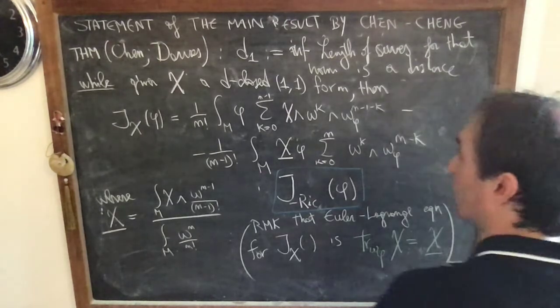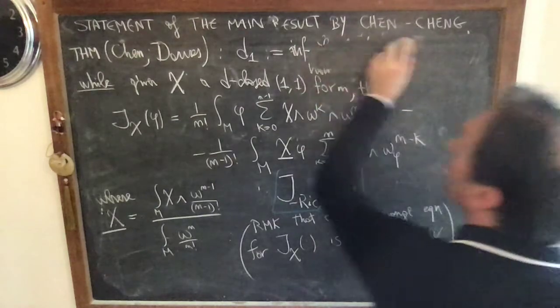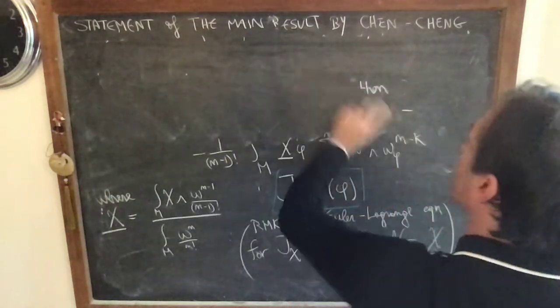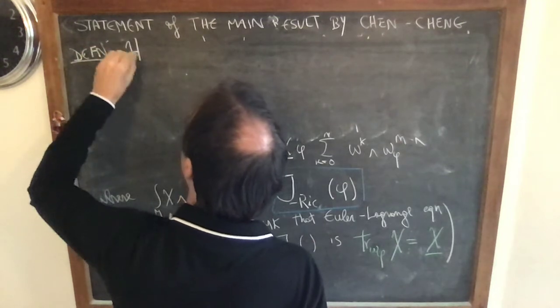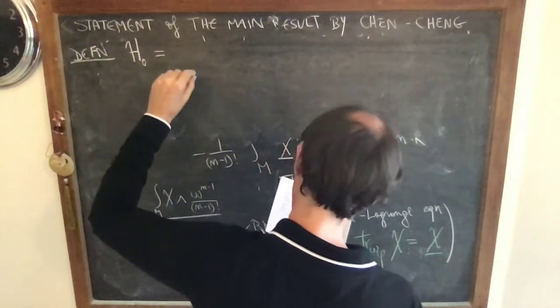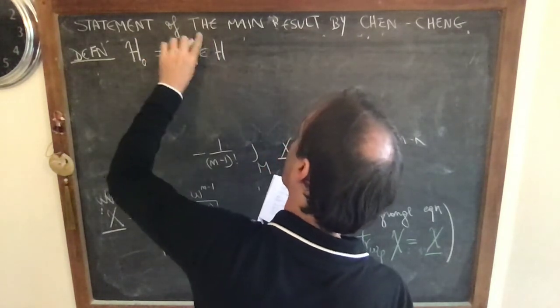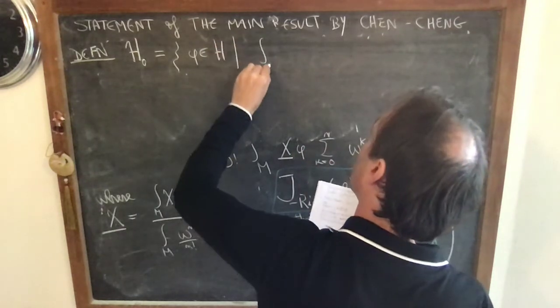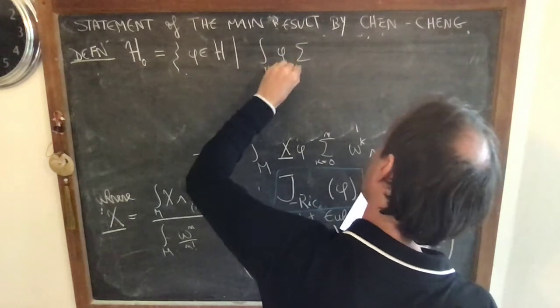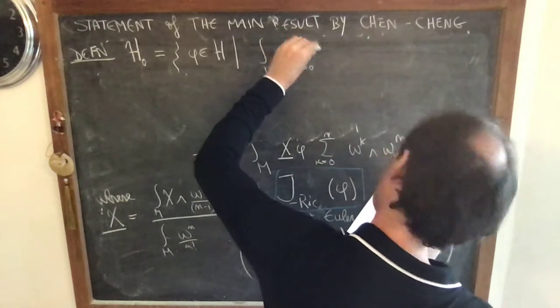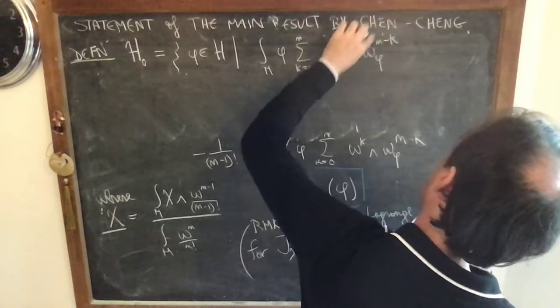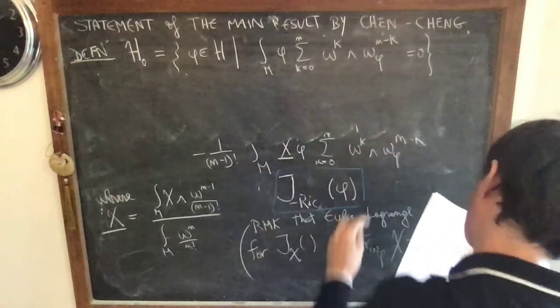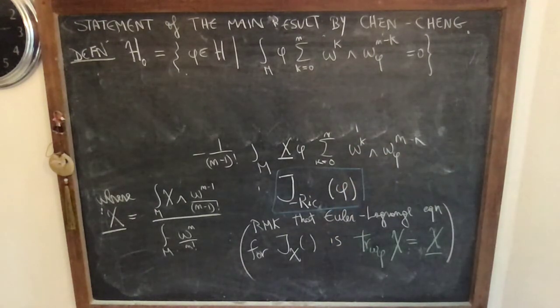The next definition: the normalized Kähler class H0 consists of those potentials in the Kähler class such that the integral over M of phi times the summation from 0 to n of omega to the k wedge omega phi to the n minus k is 0. Okay.